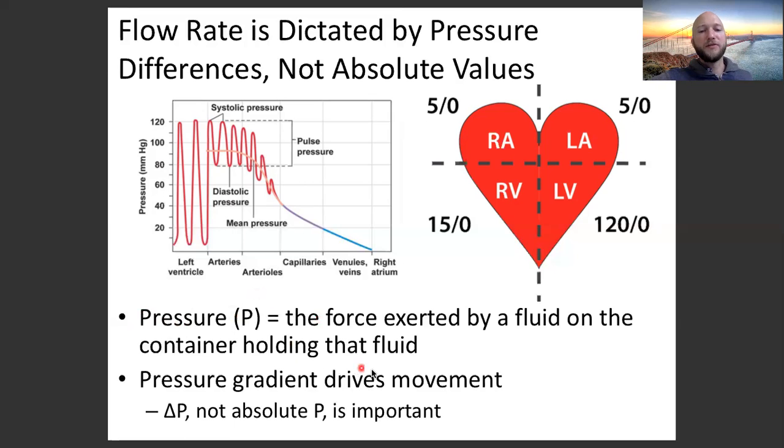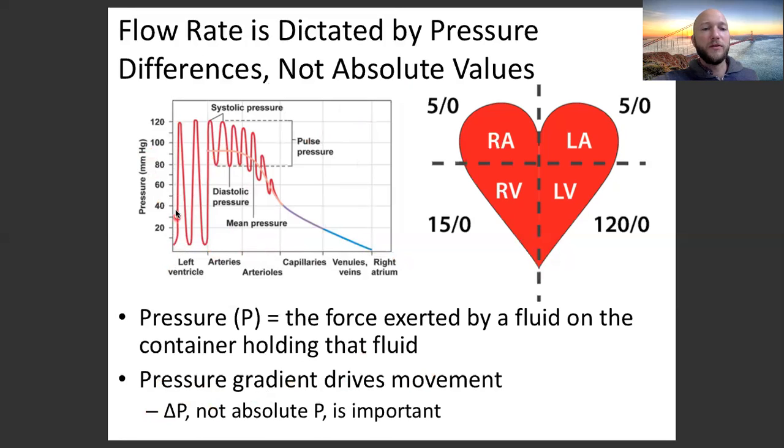Pressure gradient drives movement. Remember, things go from high pressure to low pressure. And it's that pressure difference, not absolute pressure. We'll get into a few more slides of exactly what we mean with that. But before then, let's look at this graph right here. So this is going to show pressure in millimeters of mercury throughout our circulatory system.